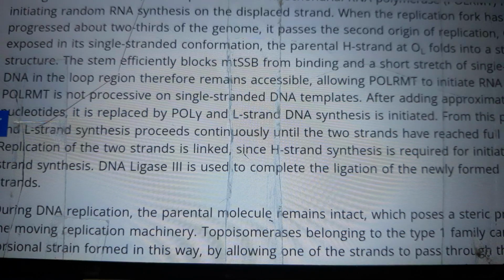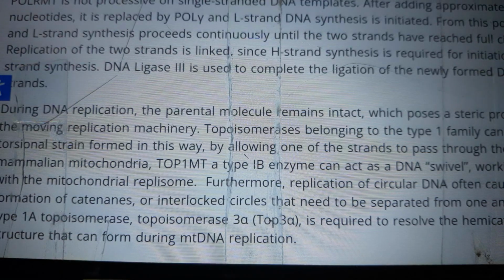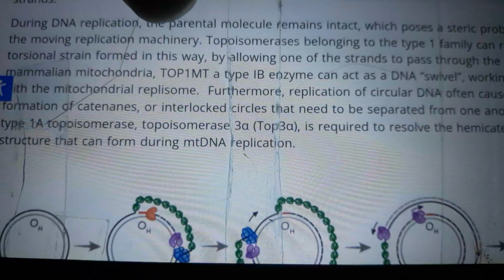Pol-RMT is not processive on single-stranded DNA templates. After adding approximately 25 nucleotides, it is replaced by pol-gamma and L strand DNA synthesis is initiated. From this point, H and L strand synthesis proceeds continuously until the two strands have reached full circle. Replication of the two strands is linked since H strand synthesis is required for initiation of L strand synthesis. DNA ligase 3 is used to complete the ligation of the newly formed DNA strands.